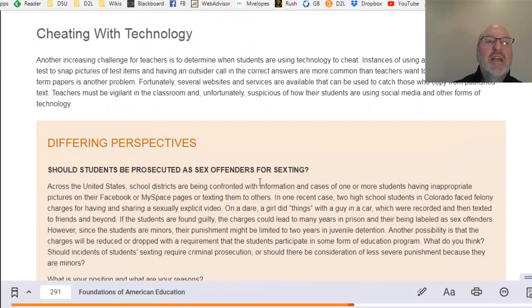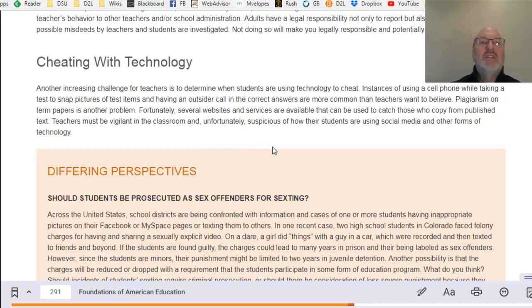How about cheating? Another increasing challenge of teachers is determining if students use technology to cheat. Using a cell phone while taking a test to snap pictures of test items. Having an outsider call in to correct answers. Plagiarism, term papers, and other problems. Fortunately, several websites and services check this.